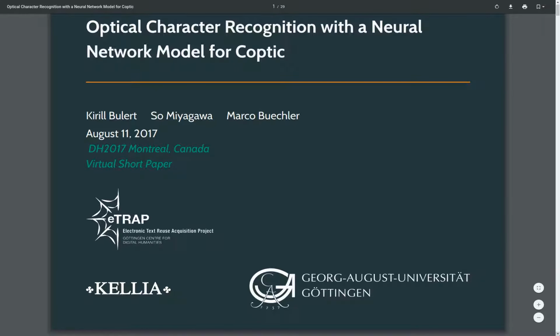Today my colleague So and I will present our results on applying optical character recognition, also known as OCR, on Coptic. With OCR it is possible to extract text from scanned images. But first, So will tell you something about himself and Coptic.